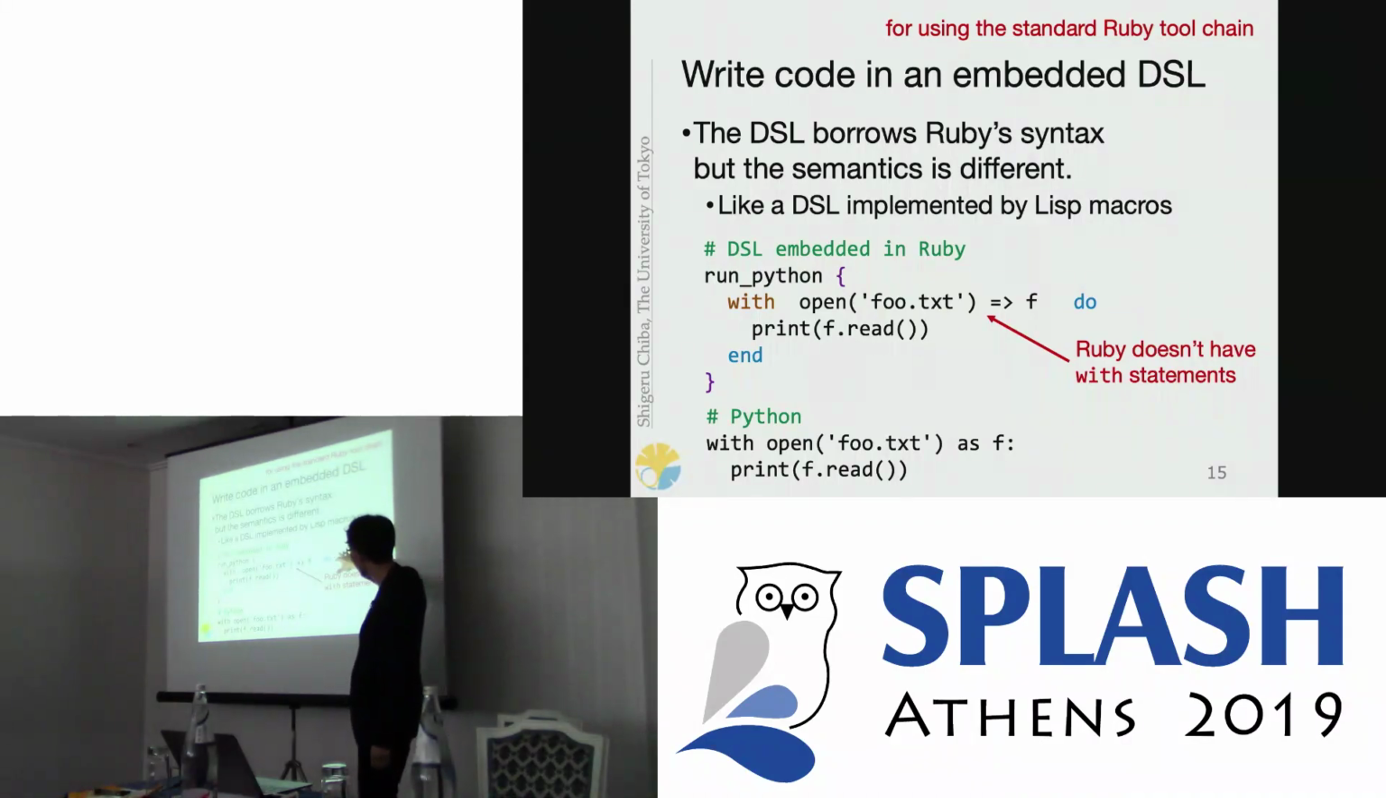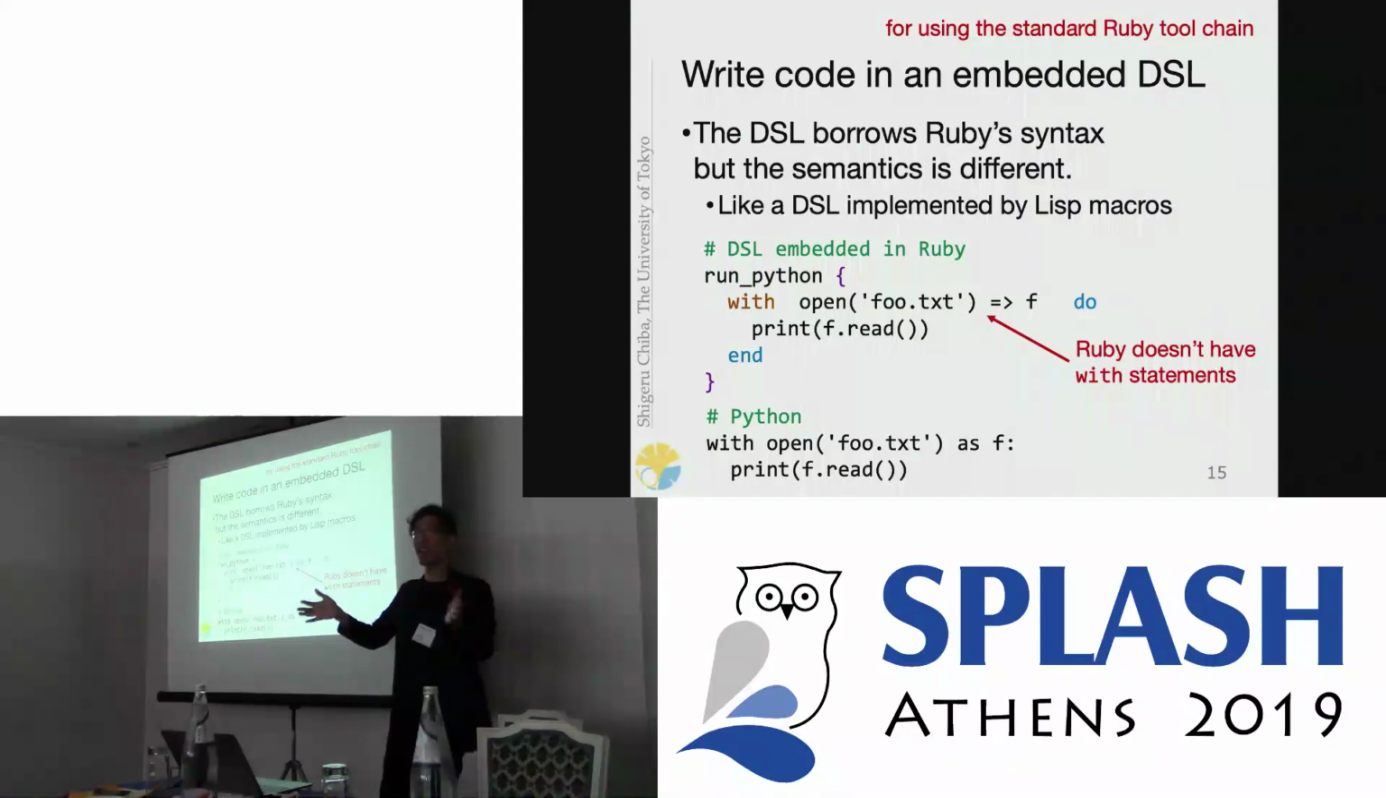You see, this is a DSL, because Ruby doesn't have a with statement, but Python has a with statement. So to write a with statement in this block, we have to define some sort of DSL, which uses Ruby syntax and looks very similar to the with statement in Python, but still syntactically it's Ruby code.